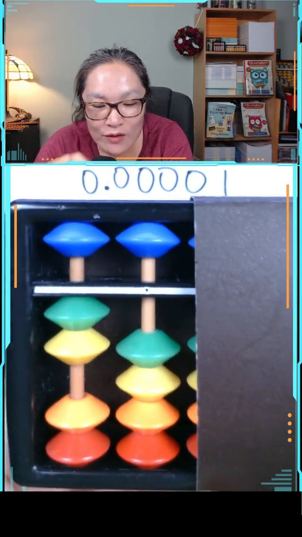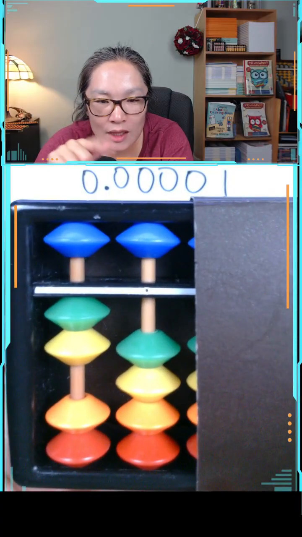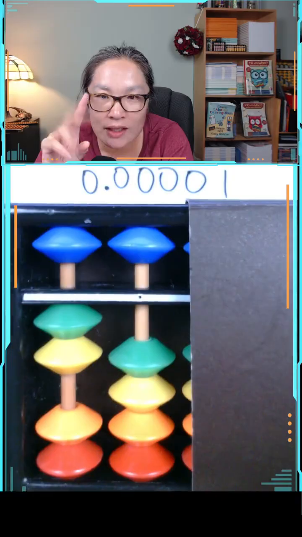Let me know if you have any questions about elementary school math, like adding, subtracting, multiplying, and dividing. We can talk about it.